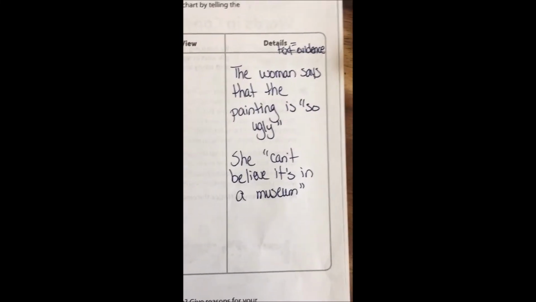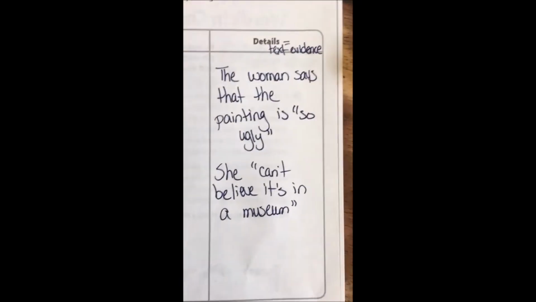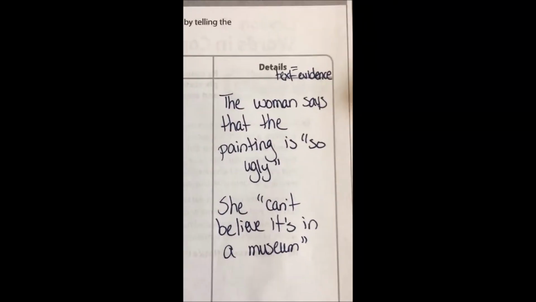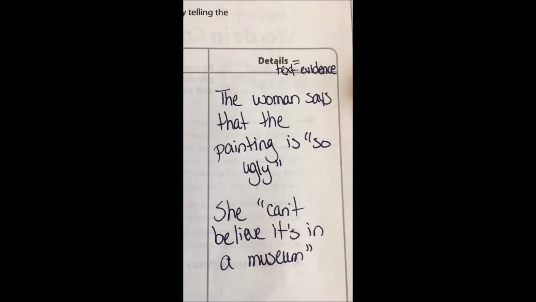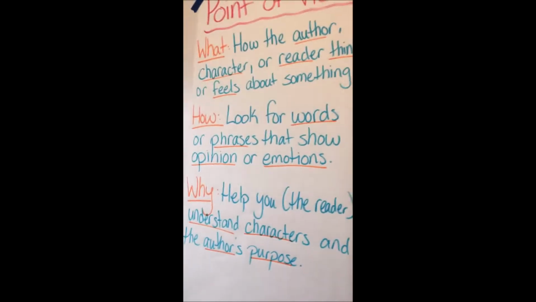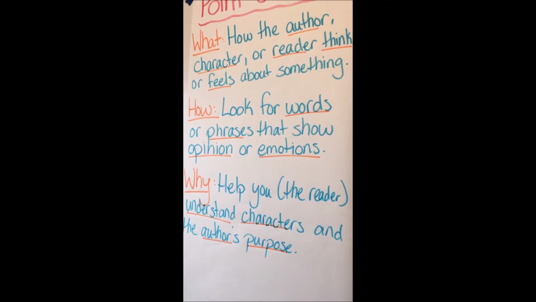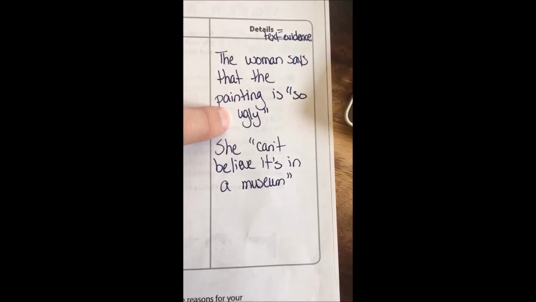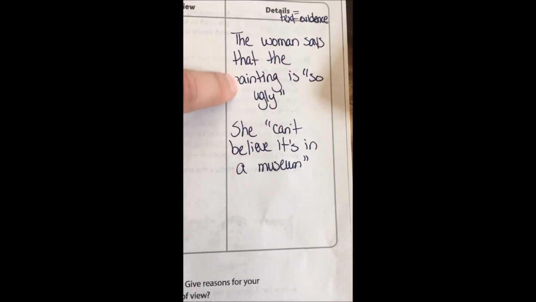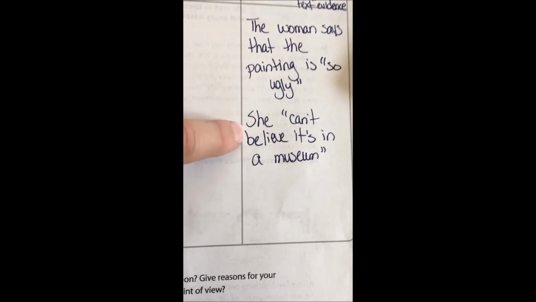Now I'm going to use these details, that text evidence, to help me understand, because remember, when we look at our chart, let's flip back to that. Ready, set, chart. It tells us for how, we want to look for words or phrases that show opinions or emotions. Did we find words and phrases that show opinions and emotions? Yes, we did. Those words and phrases were that it was ugly and she can't believe it. So right here, I'm seeing some opinion words that it's so ugly and more opinion words that she can't believe.